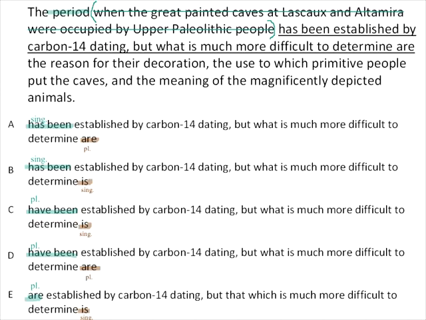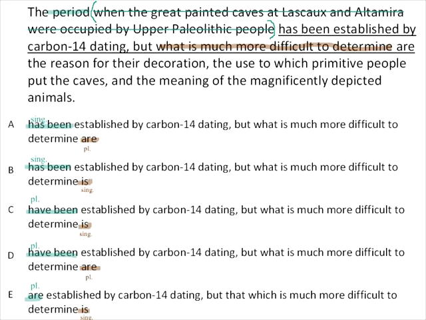I don't know if you guys can see the text box, but the subject of this clause is what is most, or what is much more difficult to determine. That, folks, is the subject.